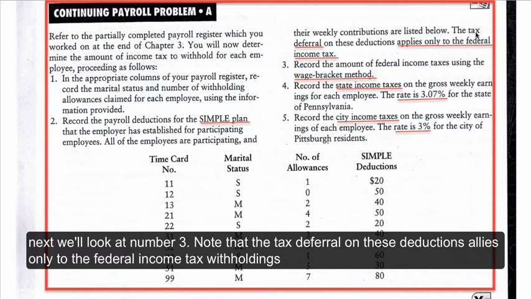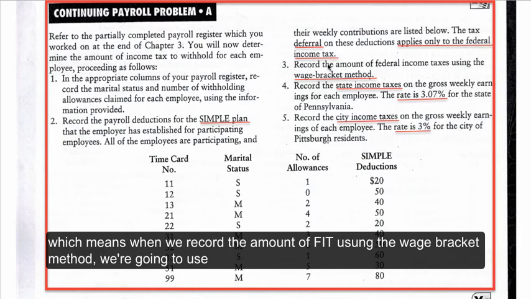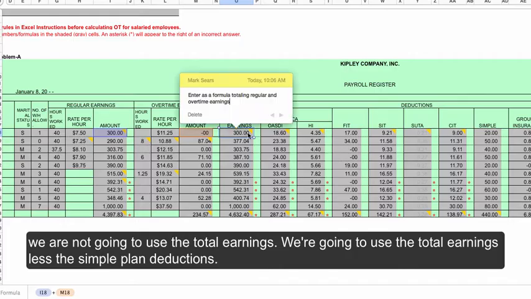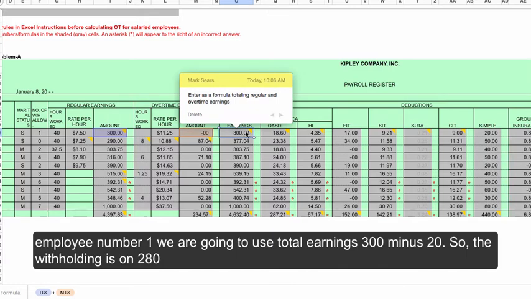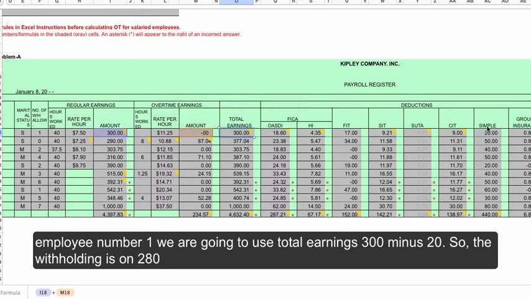Next, we look at number 3. Note that the tax deferral on these deductions applies only to the federal income tax, which means when we record the amount of federal income taxes using the wage bracket method, we're not going to use the total earnings, but the total earnings less the simple plan withholdings. So for employee number 1, we're going to use total earnings 300 minus 20. So the withholdings is going to be on 280.